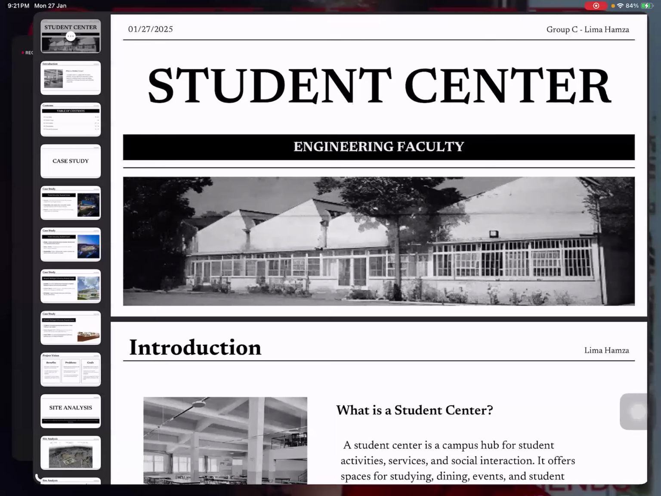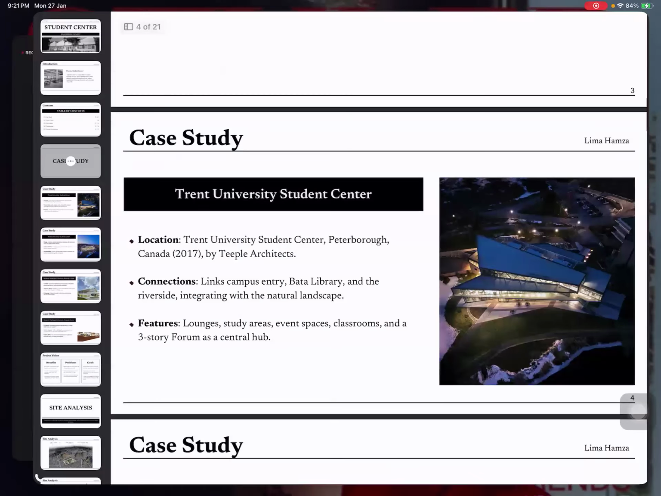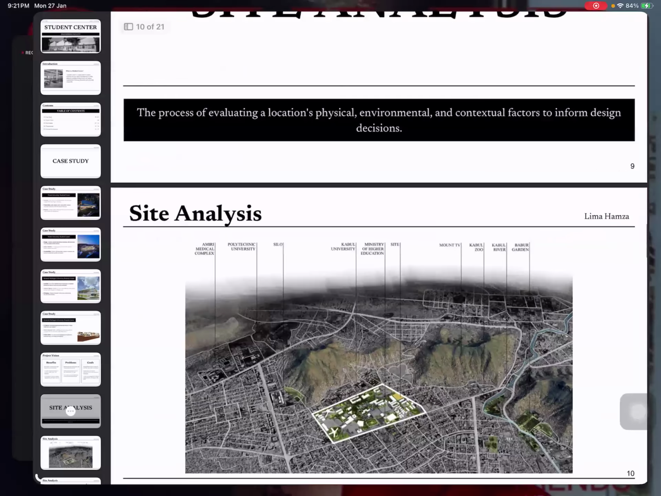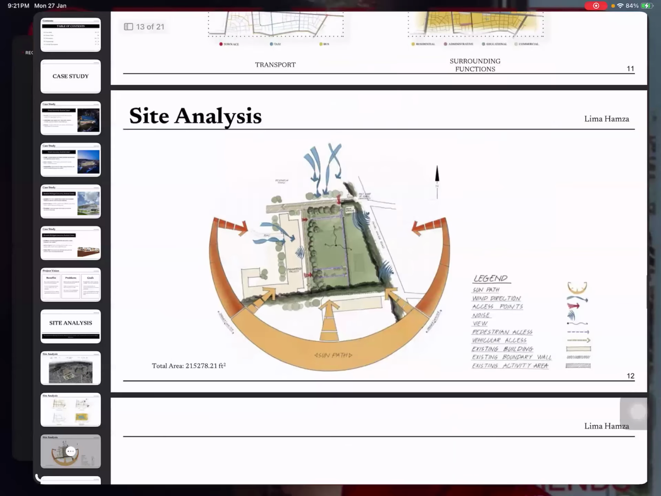It's about the Student Center and Engineering faculty. I had a presentation the last 2 weeks, so in continuity to that, we had an introduction, case studies, and a bit of the site analysis on a macro level. So coming into a smaller picture to see the site analysis that we have of our site.